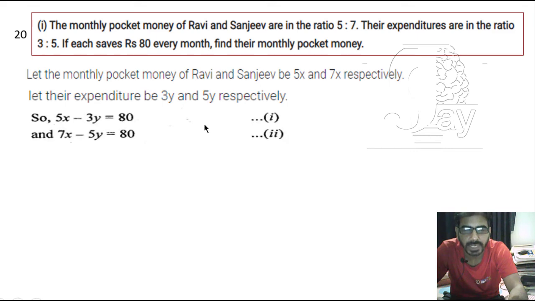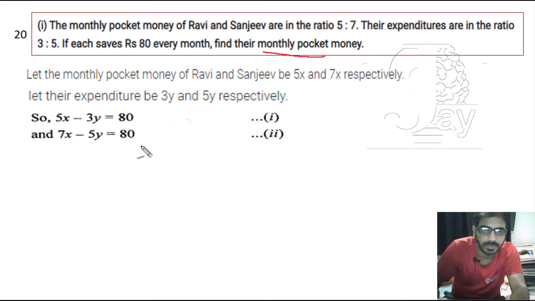Now we have two equations and you are free to choose any method you like to solve these two equations. So we can use the elimination method to find the values of x and y, but we don't need y. What do we need? We need their monthly pocket money. That means we need 5x and 7x. So if we can eliminate the y term from these two equations, we can easily get x. To eliminate y, we need to multiply the first equation. If we multiply the first equation by 5, we'll get 15y.